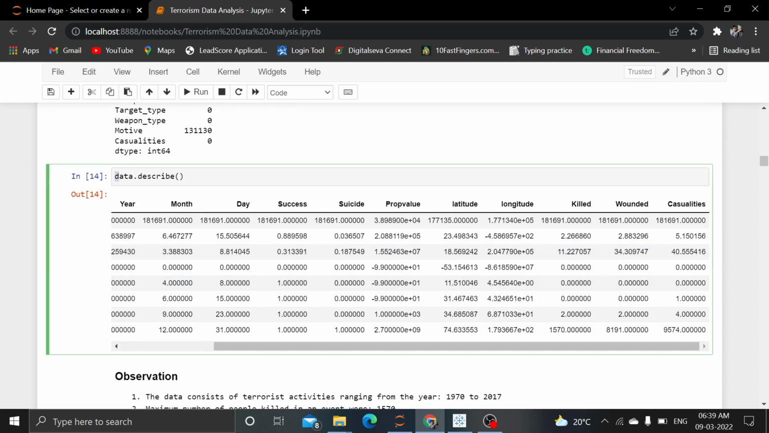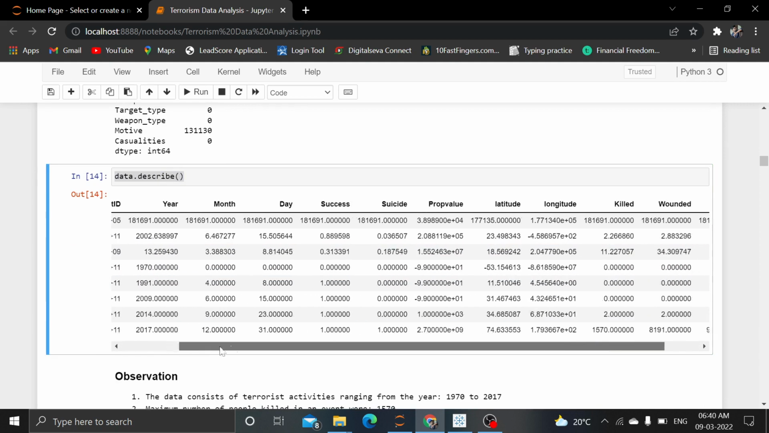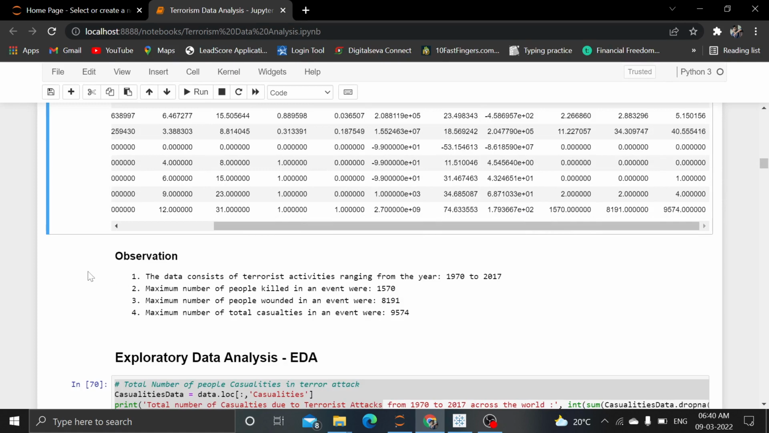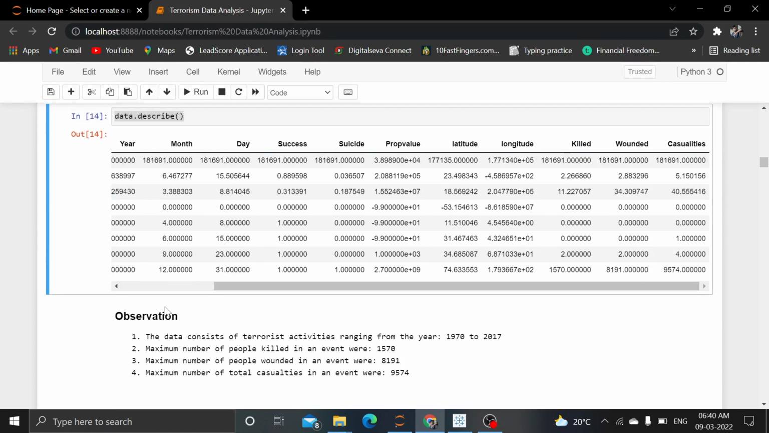And data.describe gives a 5 number summary, and from these 4 lines of code we retrieve some conclusions. Such as, data consists of terrorist activity ranging from 1970 to 2017. There are 47 years of span. The maximum number of people killed in this span is 1570, the maximum number of wounded people in that span is 1891, and the maximum number of casualties in that span is 9574.